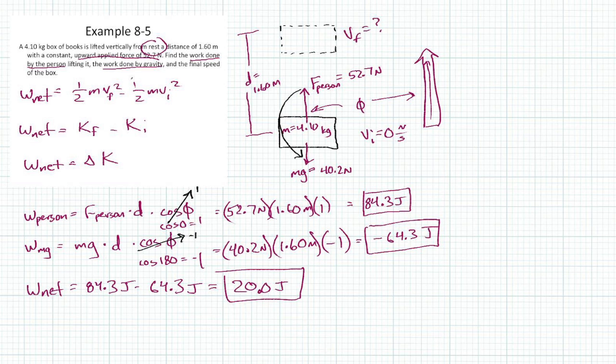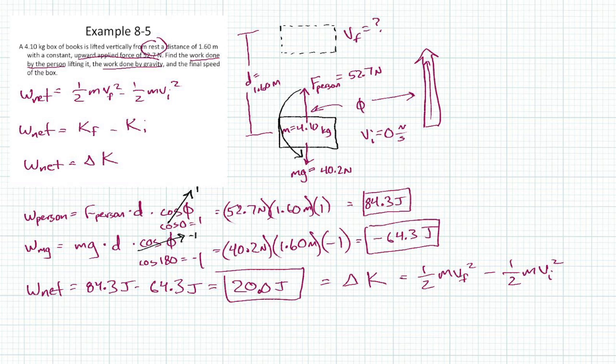The last part of the question asks us, what is the final speed of the box? Final speed of it. Well, we just derived an equation where we relate work to mass and speed, and that was a couple slides ago. That was our kinetic energy theorem. So that means that the net work is going to be equal to the change in kinetic energy. Or really, 1/2 mv final squared minus 1/2 mv initial squared, right?